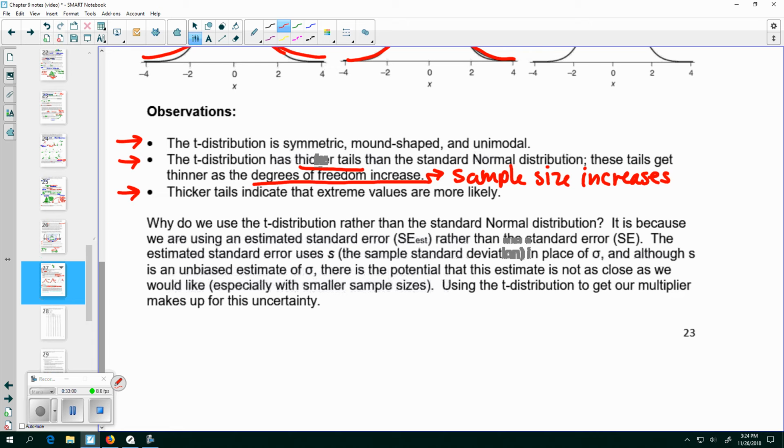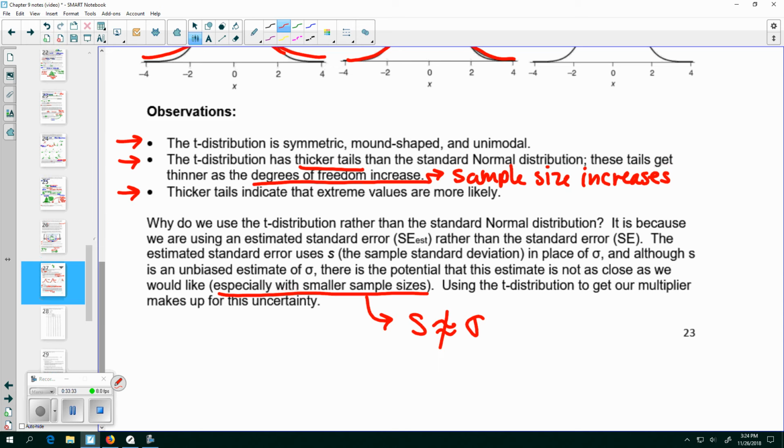So why do we use the T distribution rather than the standard normal distribution? It's because we're using an estimated standard error rather than the standard error itself. The estimated standard error uses S, which is your sample standard deviation, in place of sigma, which is your population standard deviation. And although S is an unbiased estimate of sigma, there is the potential that this estimate is not as close as we would like, especially with smaller sample sizes. So if you're dealing with a smaller sample size, S may not be as close to sigma as we want.